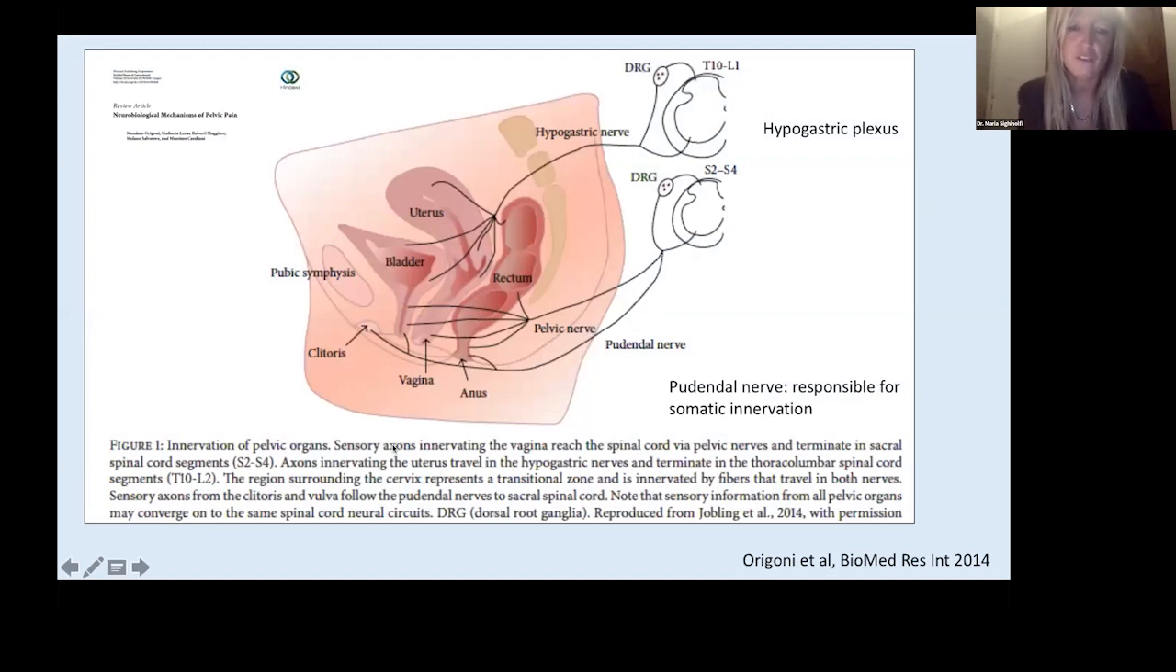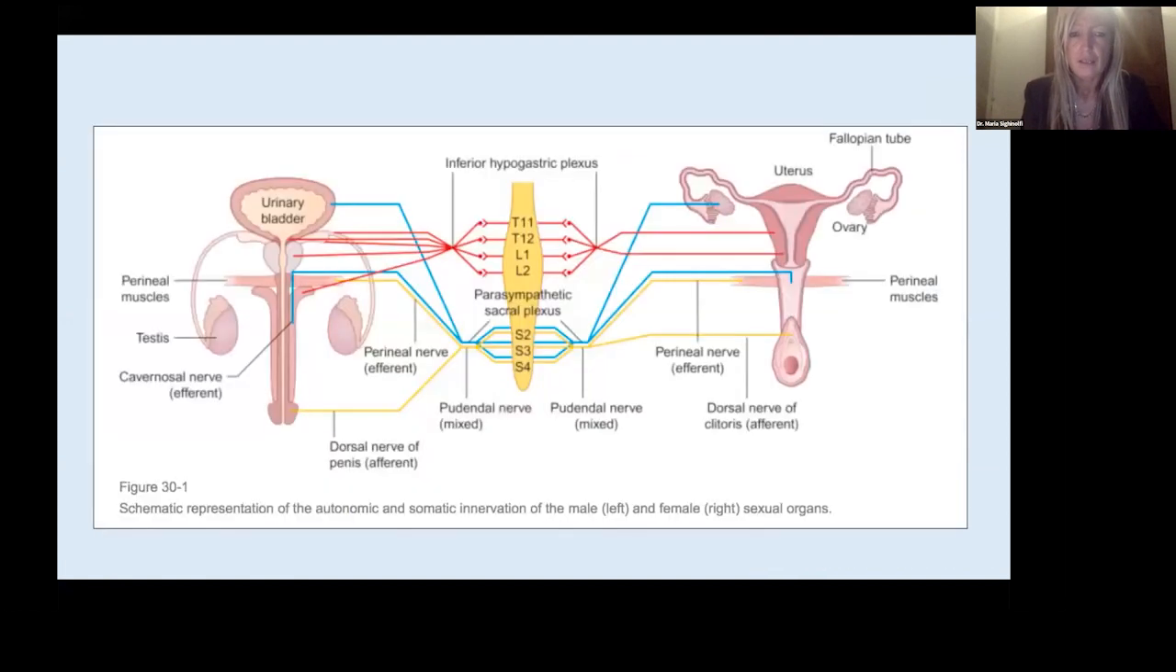So we have sensory axons that innervate the vagina, but also the clitoris and the anus, that reach the spinal cord via pelvic nerves and terminate in the sacral spinal cord segments. And then we have axons innervating the uterus, but not only the uterus, also the bladder, for example, that travel in the hypogastric nerves and terminate in the thoracolumbar spinal cord segments. The region surrounding the cervix represents a transitional zone that can be innervated by both pathways. And the male anatomy has similar nerve anatomy, with the pudendal nerve and the hypogastric plexus as well.